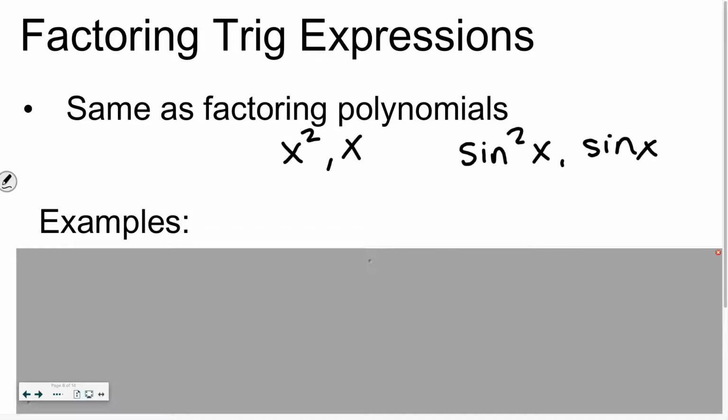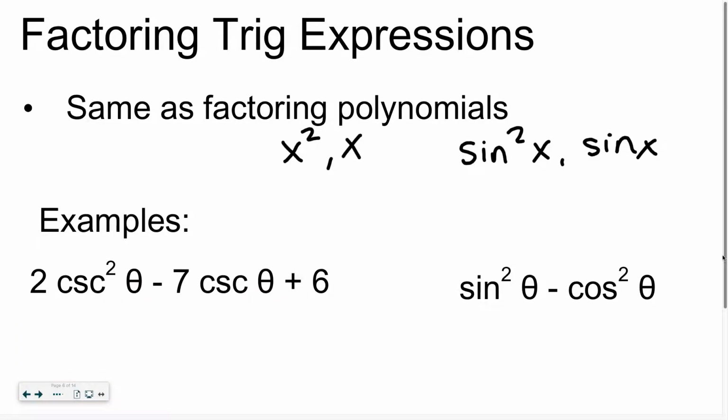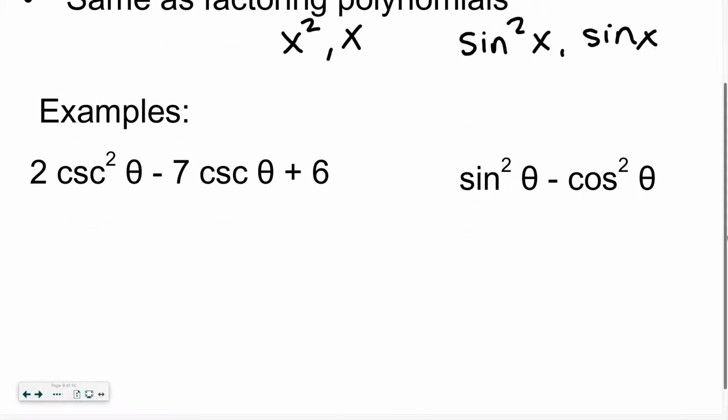So we're going to do a couple of examples. I'm going to start with the one on the left: 2 cosecant squared theta minus 7 cosecant theta plus 6. So remember, it doesn't matter if I have x's or thetas or betas or whatever behind the trig functions. Note that you should always have something behind them. You should never just have CSC out there all by itself.